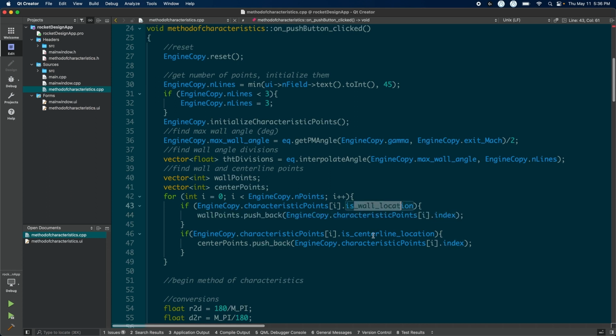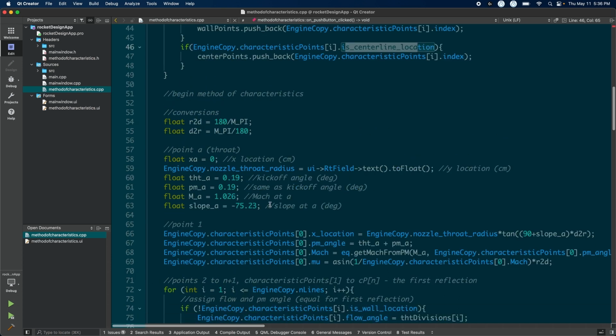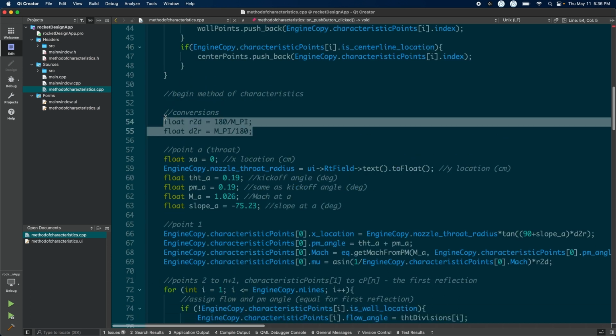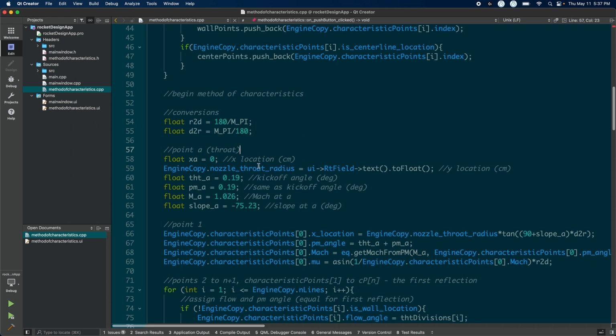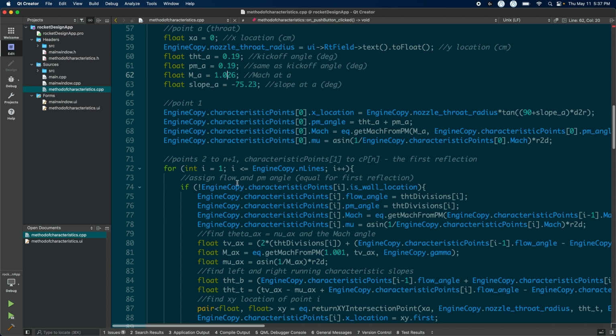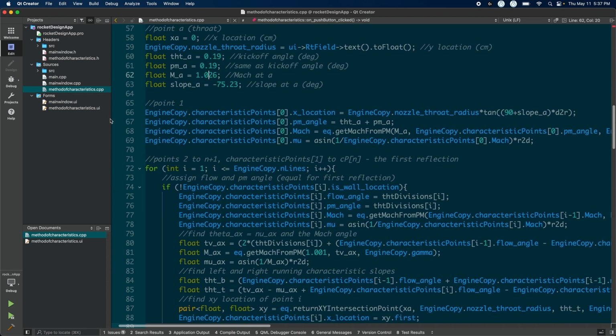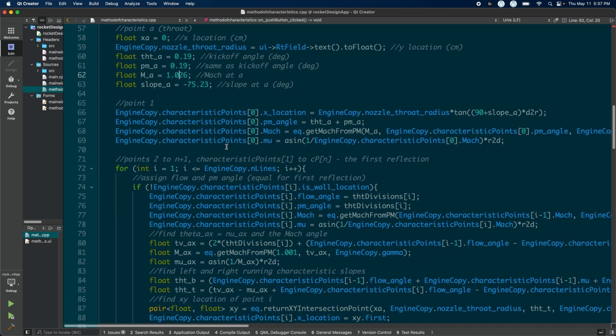I then have two conversions, radians to degrees and degrees to radians, because I want all my angles to be in degrees for display. It's a lot easier to understand. For my point A, I have my XA, theta A, slope A, because these numbers I got from the 0.20 degrees I had used as my small angle approximation. I then compute my point 1 over here by setting the x location at tangent to it and then get the angle, Mach number and the Mach angle, asin of 1 over M here.